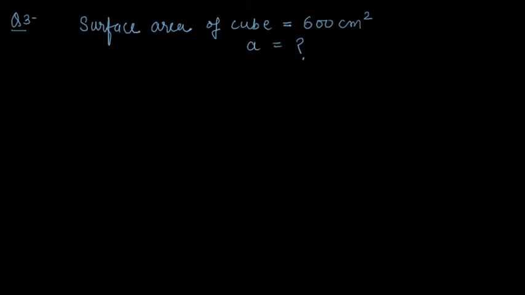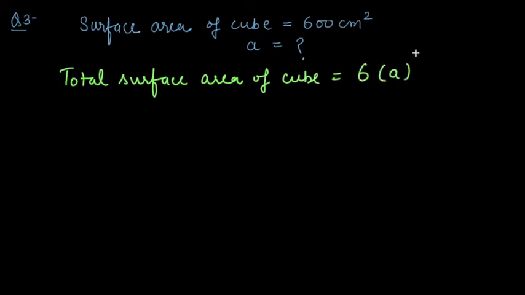Question number 3, find the side of a cube whose surface area is given as 600 centimeters square. So this is very simple. Surface area is given, you have to calculate. So surface area given means they are talking about total surface area. If it is not mentioned, always assume it as TSA. So total surface area of cube is what?